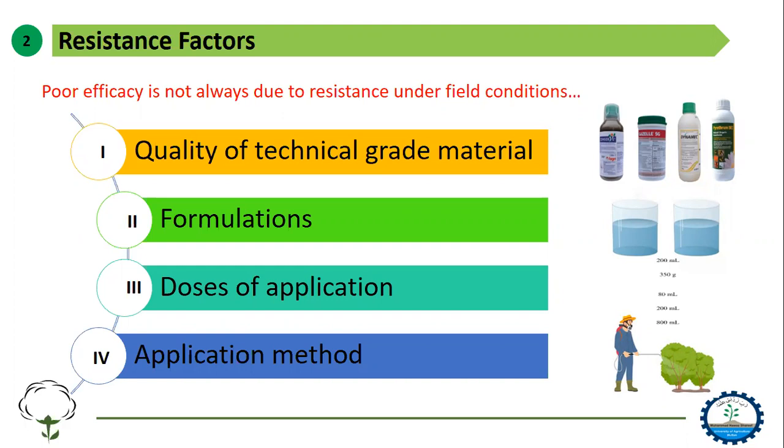What I observed in this region last year was that the person who was applying the pesticide in the field was not applying it in the proper way. He is not adopting the proper application method. So these are the points which are involved in the development of resistance besides insecticides.